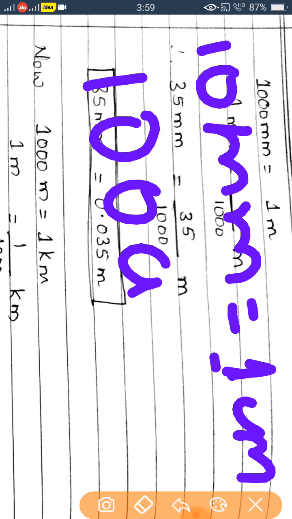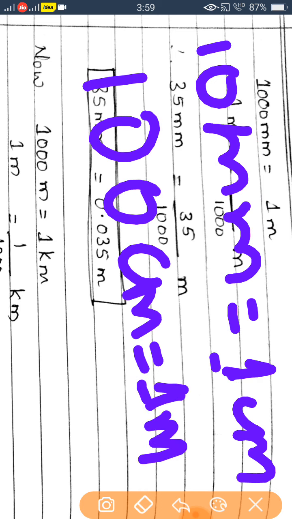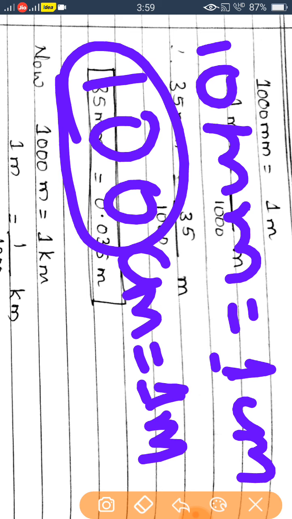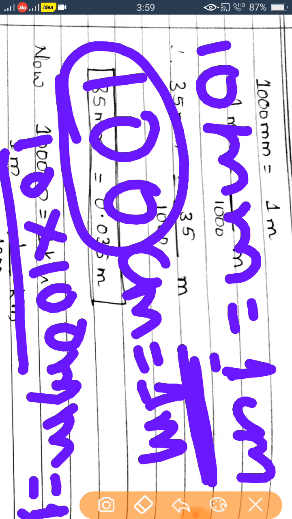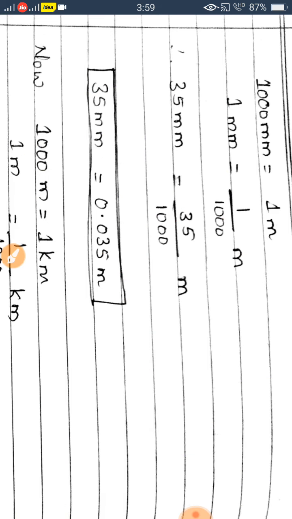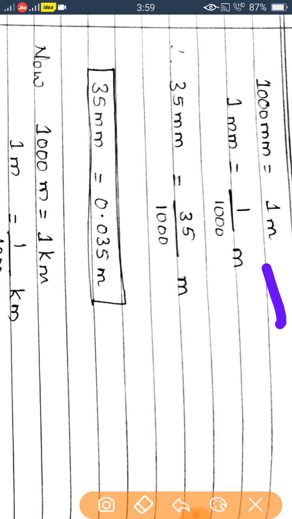100 centimeter is equal to 1 meter. So here 100 are there, here only 1 is there. 1 into 100. So 10 into 100 millimeter I can write is equal to 1 meter. So 1 into 10 into 100 is 1000 millimeter. So we can write 1000 millimeter is equal to 1 meter, so 1 millimeter is equal to 1 by 1000 meters. So 35 millimeter is 35 by 1000.